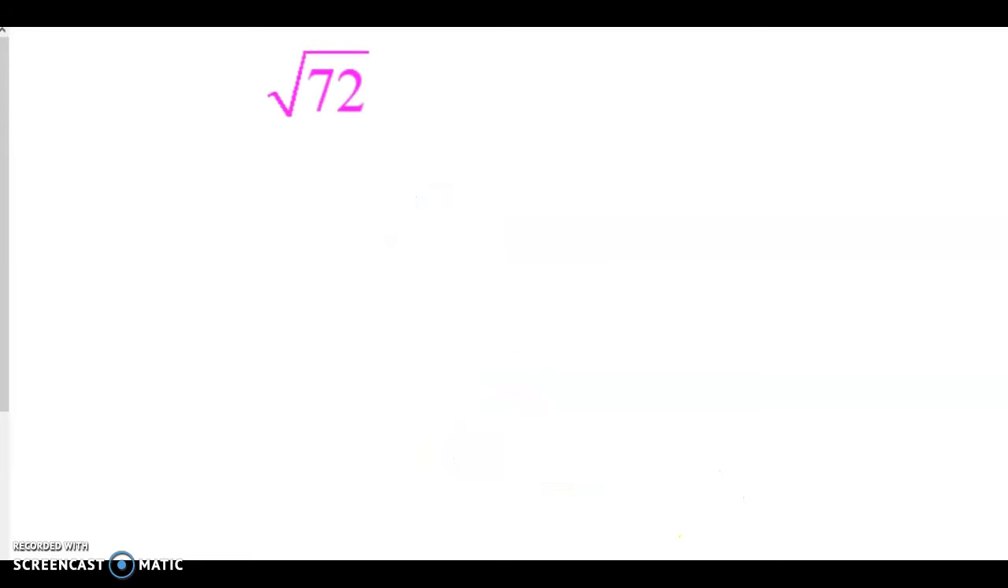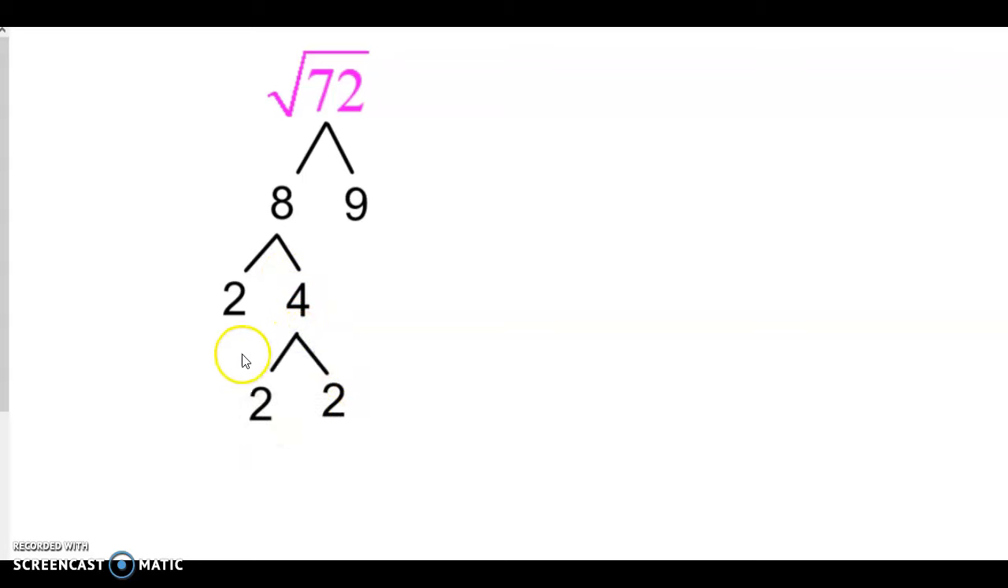Now let's try 72. There's more than one choice for factors of 72, and it doesn't matter which 2 you use. I started with 8 and 9. Neither 8 nor 9 is prime, so I have to factor each one of those. So for the 8, I went with 2 times 4. Not a prime number here, so I've got to factor the 4. Now I have all prime numbers, so I'm done with this 8. Let's take care of the 9. 3 times 3, both prime numbers, so I'm done with all my factors.